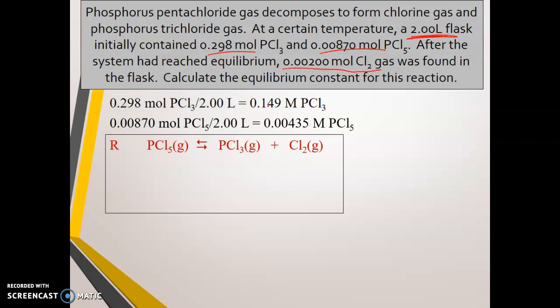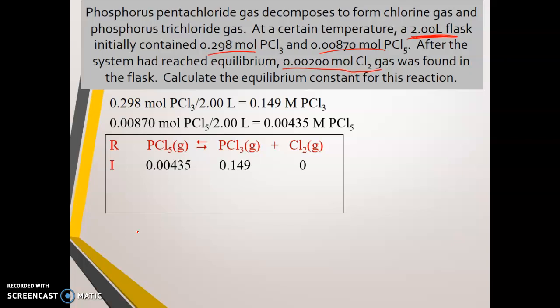So we need to find, well, first write your reaction. Your phosphorus pentachloride produces phosphorus trichloride and chlorine gas. But now, because we're in a 2-liter flask, we need to solve for the molarity to find the concentration initially. So 0.298 divided by 2 gives us 0.149. And then do the same thing for PCl5. Now we can plug that into our RICE table.